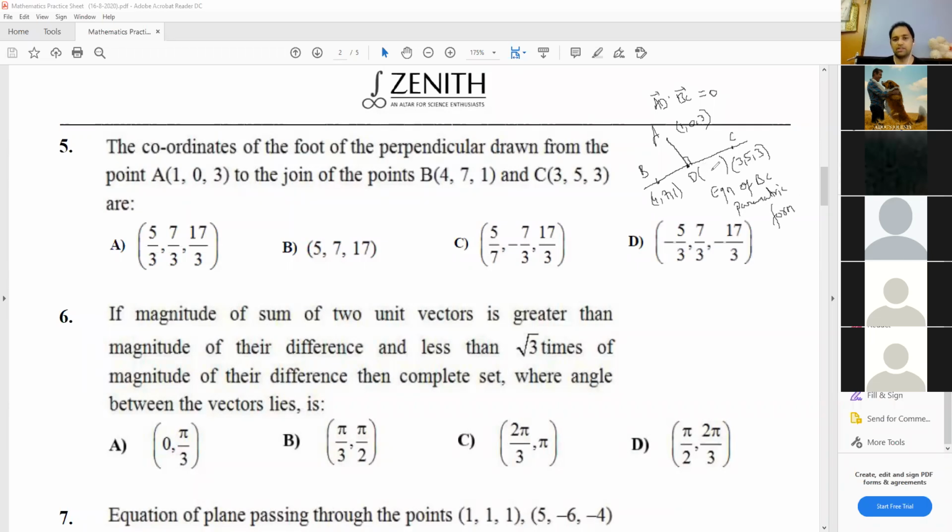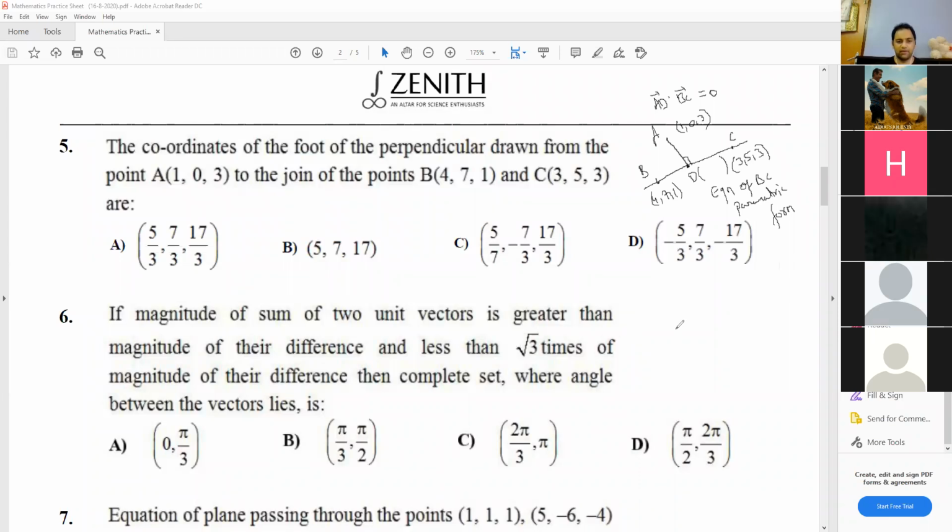That will become the coordinates of D, and then all we have to do is find the direction ratios of AD. We already have the direction ratios of BC. Then AD dot BC must be equal to 0. That will give you the value of lambda. We have already solved these types of questions in class. Okay, next, question number 6.